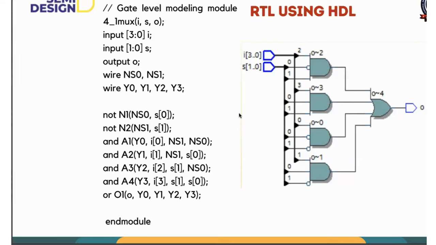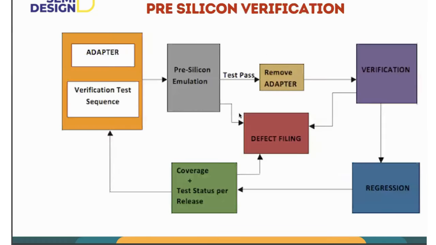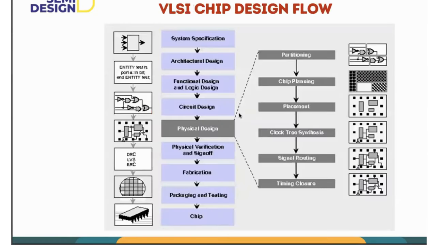This is how we can write a design program using Verilog HDL. From that, we generate the circuit netlist. To the circuit netlist, we apply the verification. We apply the input; that is nothing but design and verification. Yesterday we have seen the physical design process: partitioning, chip planning, placement, clock tree synthesis, signal routing, and timing closure. In physical design also, there are different courses available.